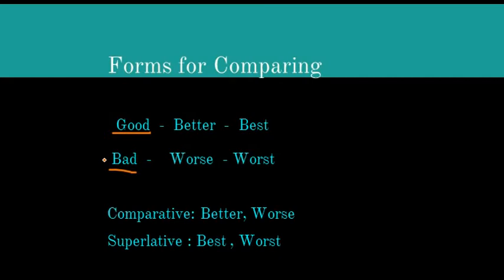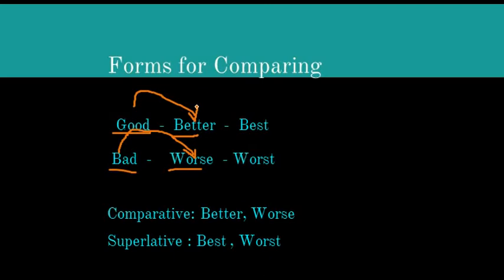Comparative is the form of an adjective involving a comparison of more or less. So better and worse is a comparative form of good and bad. Comparative adjectives compare one person or thing with another and enable us to say whether a person or thing has more or less of a particular quality.